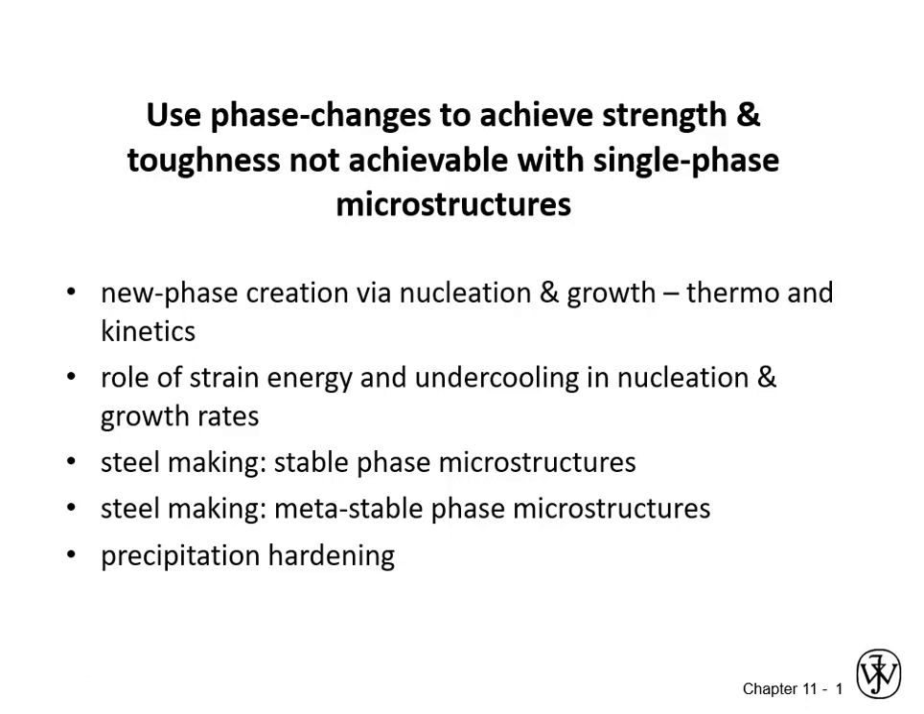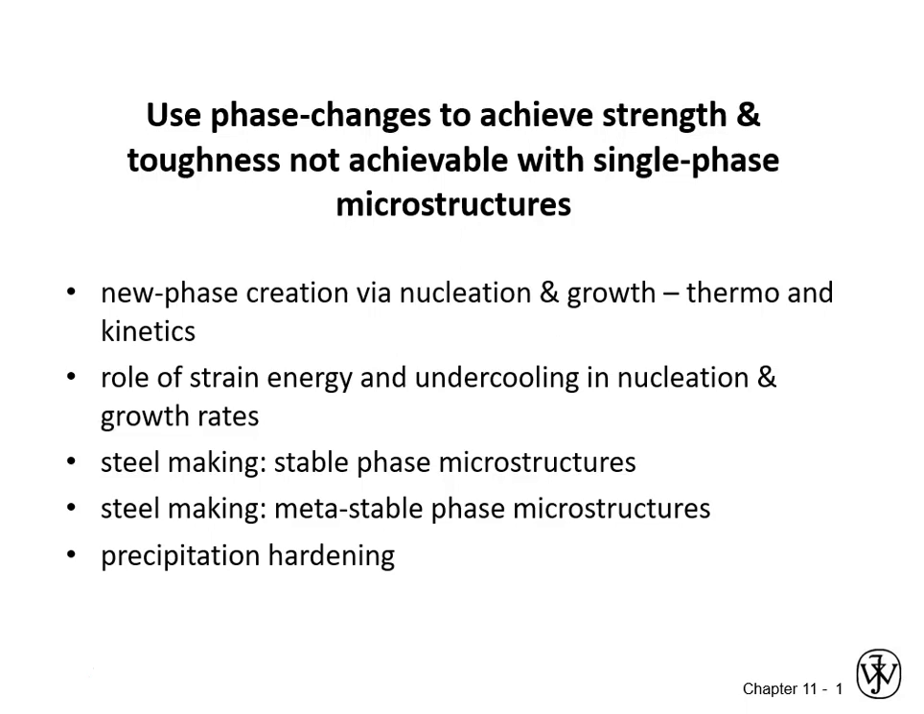We're going to include the idea of strain energy and undercooling as thermodynamic drives. Just put them up there on the table and see how we can use those to give us microstructures we couldn't have otherwise gotten at equilibrium. We're going to look in the context of steelmaking at stable phase microstructures. What can we get when we follow the phase diagram more or less closely, and what we might use them for, advantages and disadvantages. There's certainly a lot of them out there.